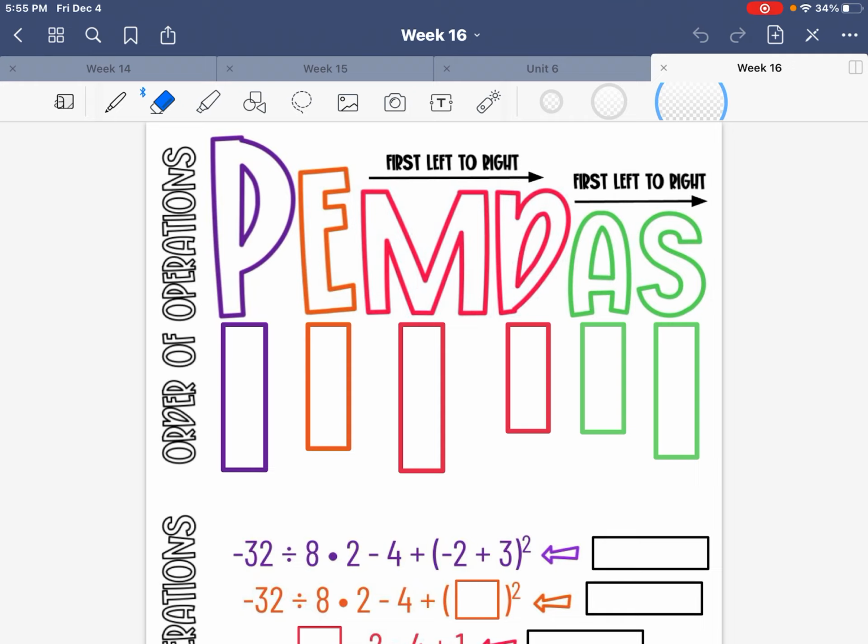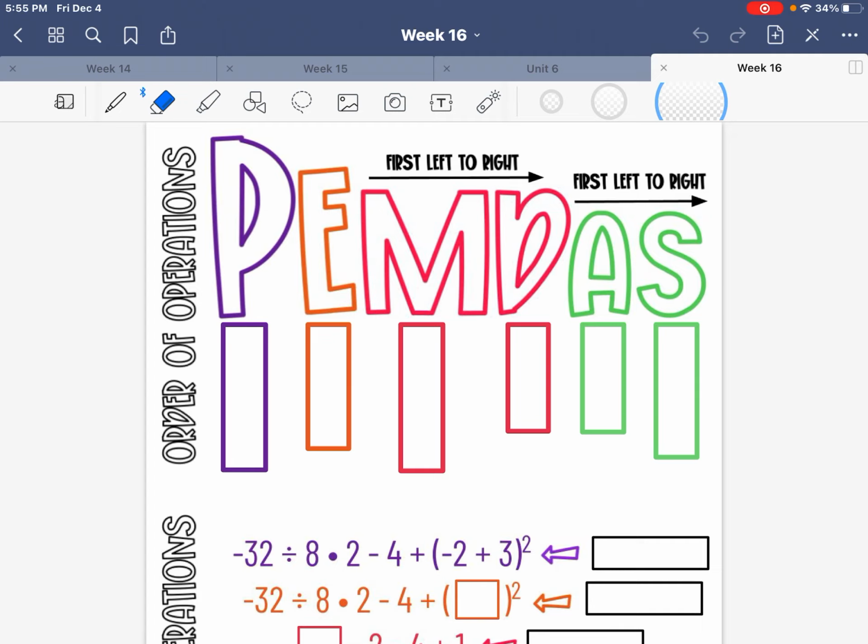I'd like you to make sure that you get this sheet of paper from the sub. Your sheet will not be colorful like mine, so you'll have to just make do with black and white copies. I just want to refresh your memories today about order of operations.